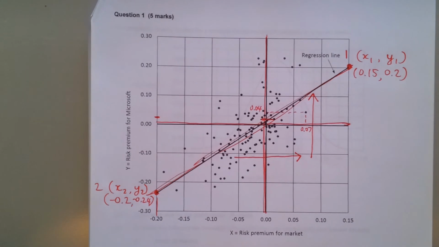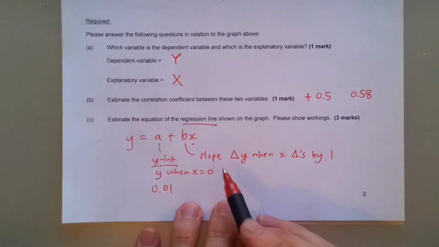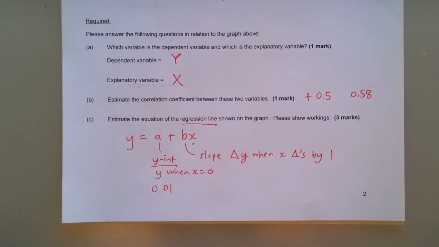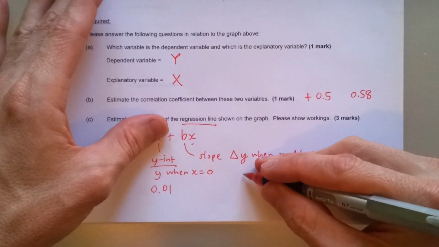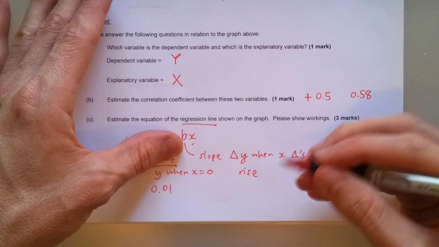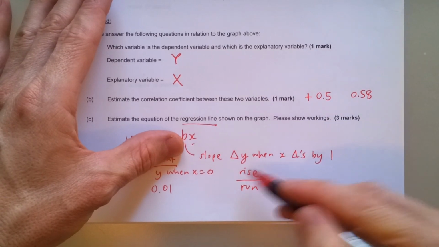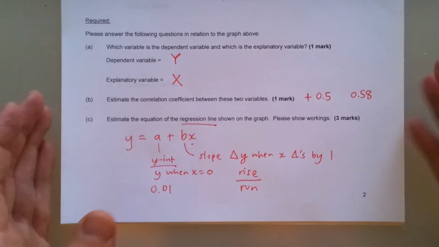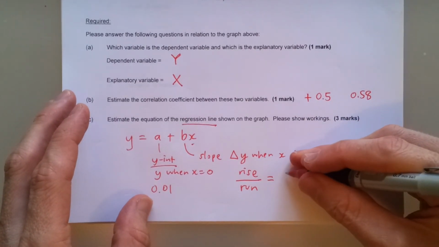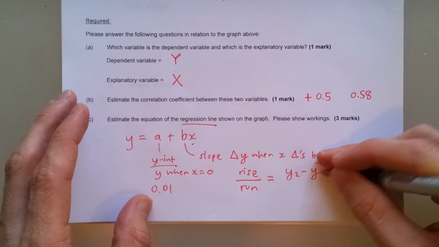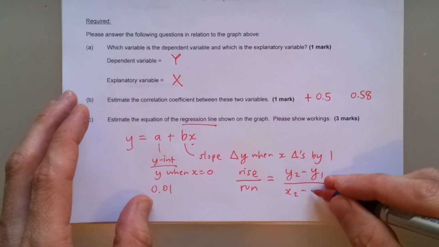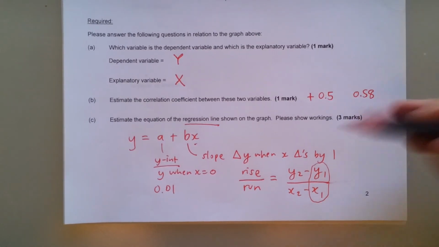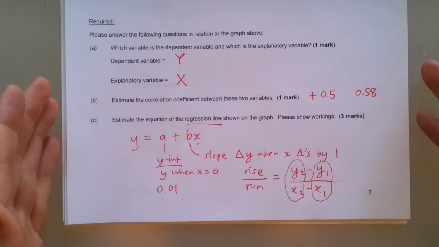Now, slope, as I mentioned, is the change in y when x changes by 1 unit. One way that we can calculate that is rise over run. The rise in a graph is equivalent to the change in y values. The run is equivalent to the change in x values. So this is often formalized as the slope being y2 minus y1 over x2 minus x1. That was our first point. That was our second point. Let's feed them into this equation now.